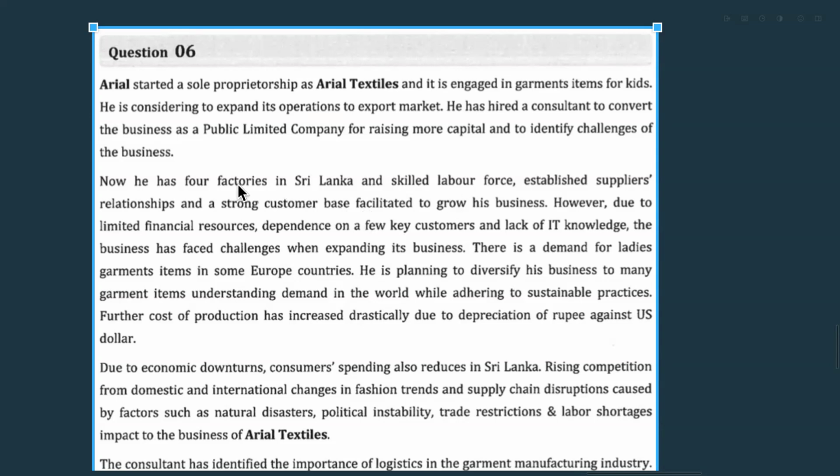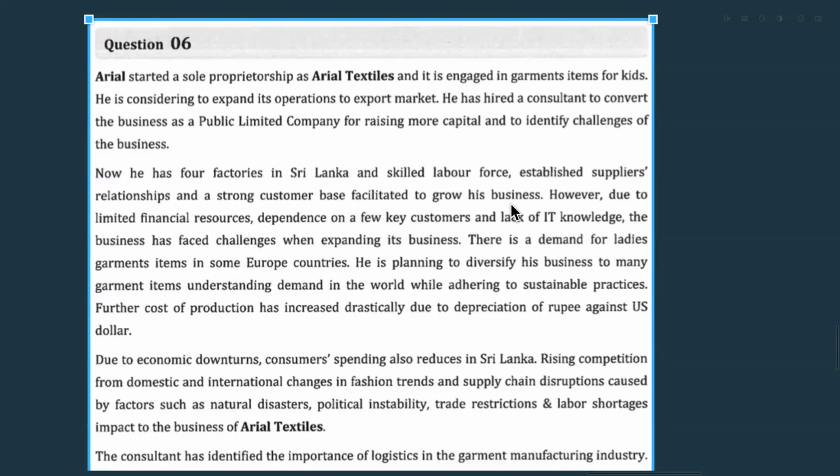So now he has 4 factories in Sri Lanka, skilled labor force, established supplier relationship, and a strong customer base that facilitated growing his business. However, so there's a trick, there is a twist. However, due to limited financial resources, right, within the company, they have limited financial resources. So this is going to be the weakness. They don't have enough funds.